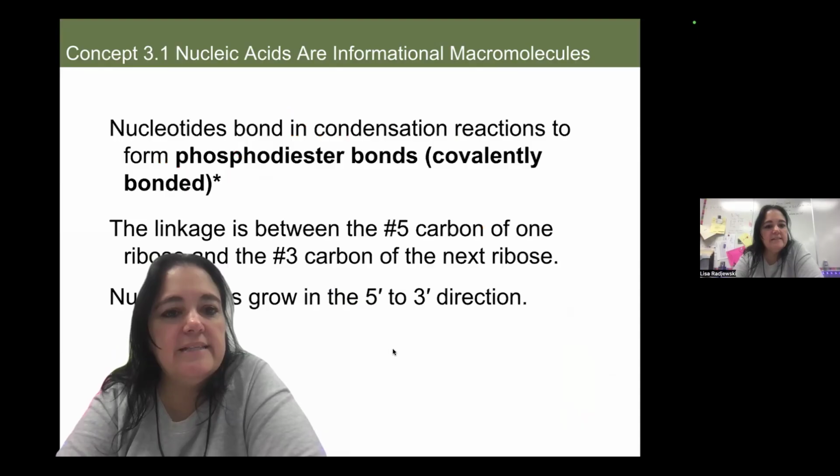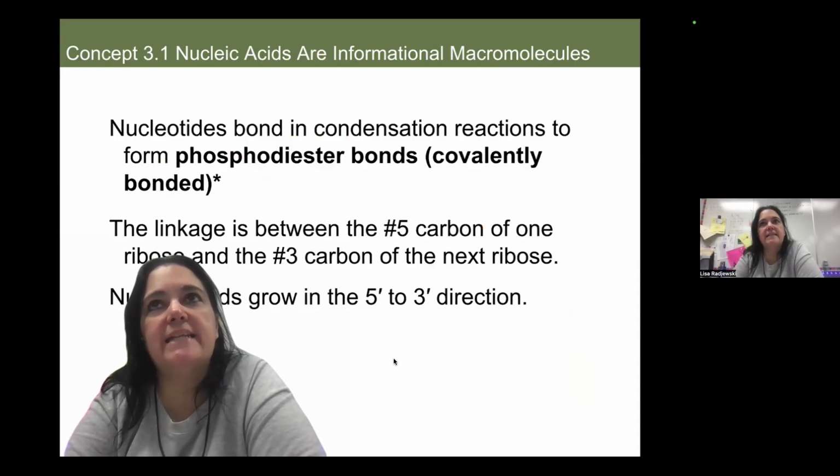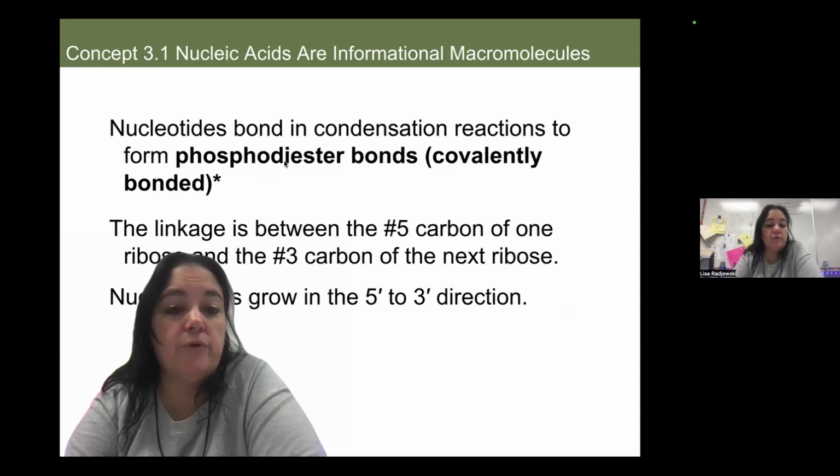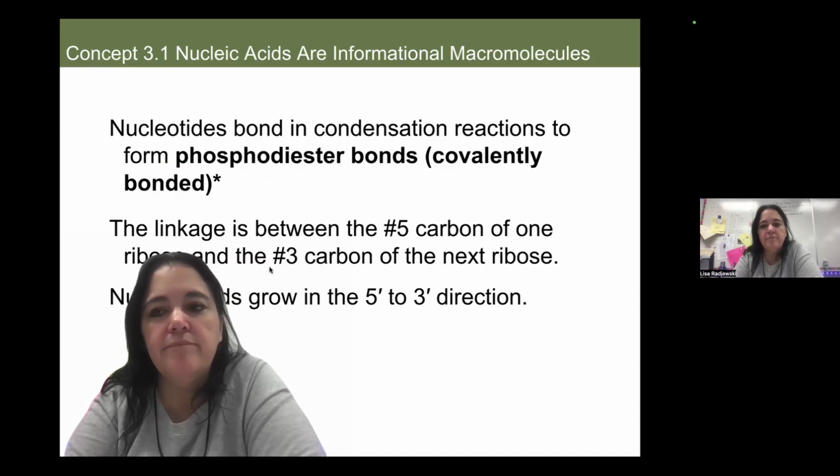Nucleotides are going to bond together the same way that carbohydrates and lipids do, by condensation or dehydration synthesis reactions. The bond that forms is called a phosphodiester bond, and it, again, is a covalent bond. The linkage is between the number 5 carbon on one ribose and the number 3 carbon on the next ribose. We'll learn about what that 5' to 3' means later.